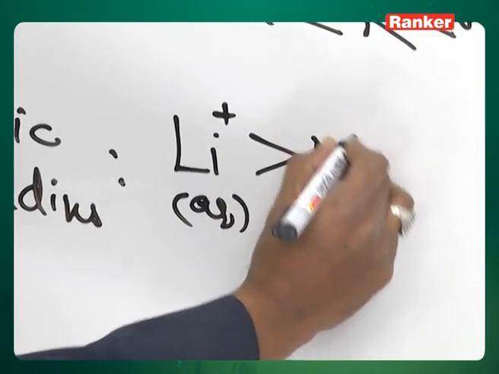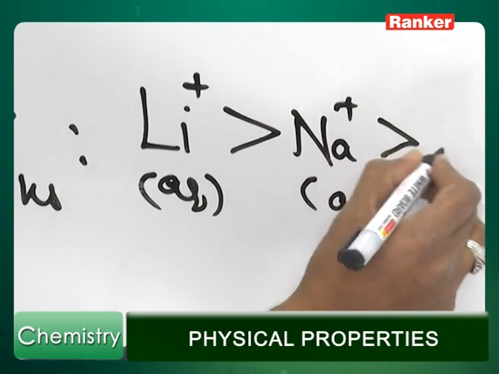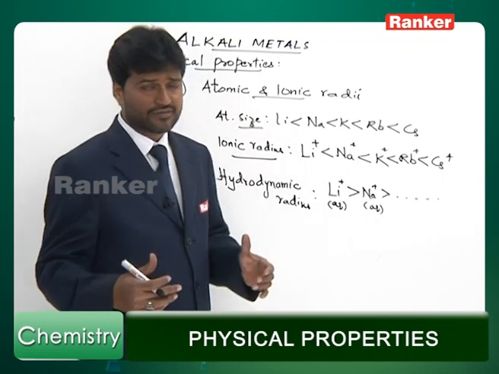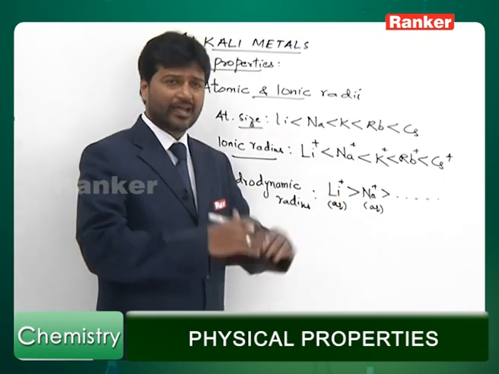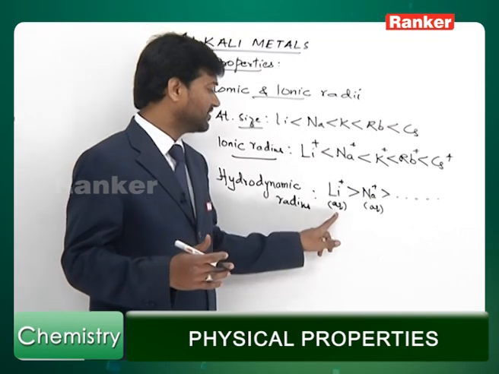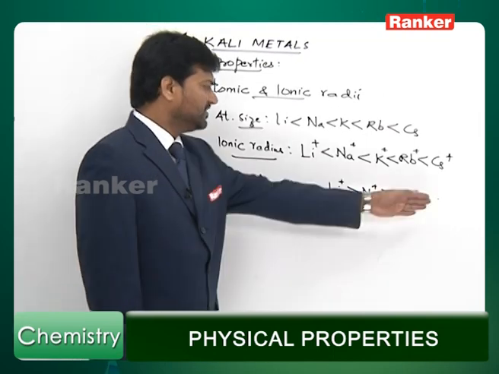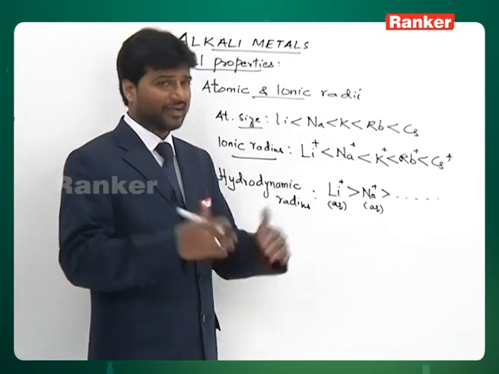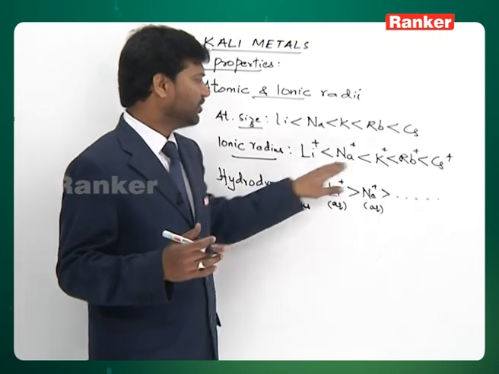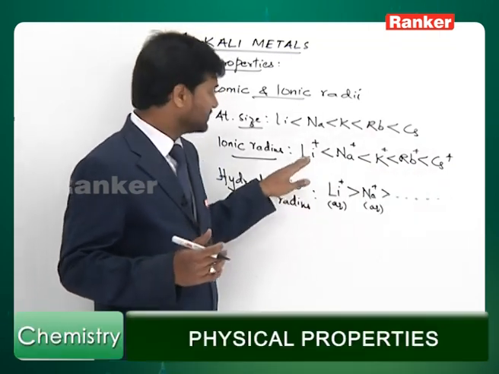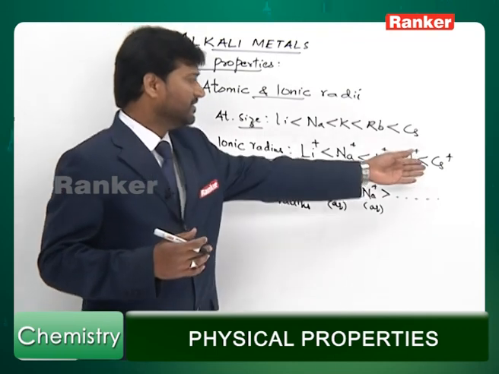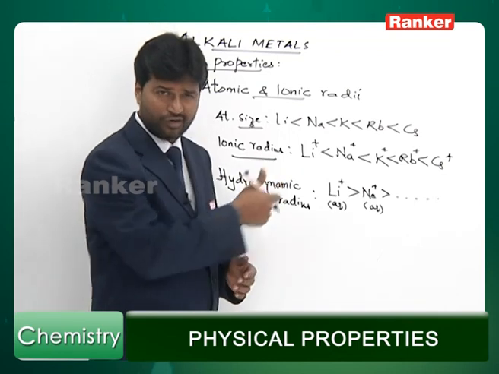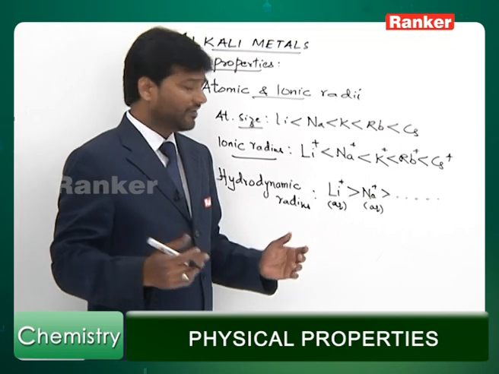Then comes Na plus. Then comes K plus and Rb plus, followed by Cs plus. So, if you compare the size of the ion in aqueous solution, Li plus has the largest size because it gets extensively hydrated and Cs plus has the smallest size. But in a gaseous state or in non-aqueous medium or non-polar solvent, Li plus, as expected, is the smallest and Cs plus is the largest. But when it comes to size in aqueous solution, it is the reverse order. The reason is extensive hydration by Li plus.